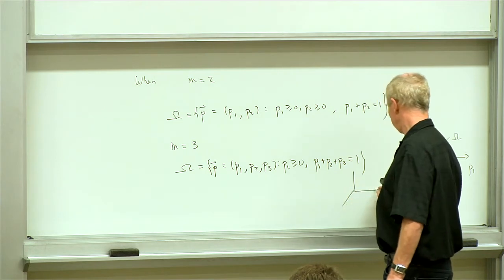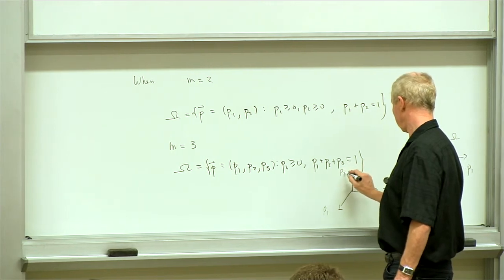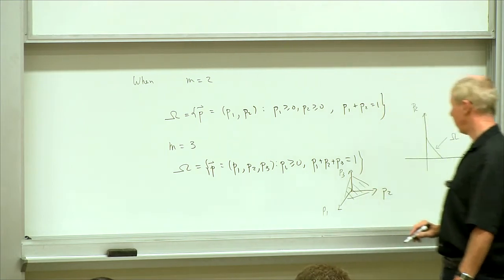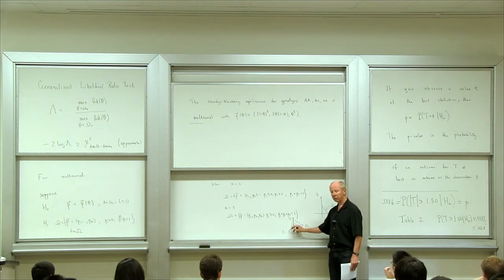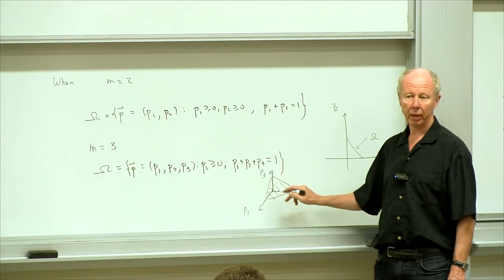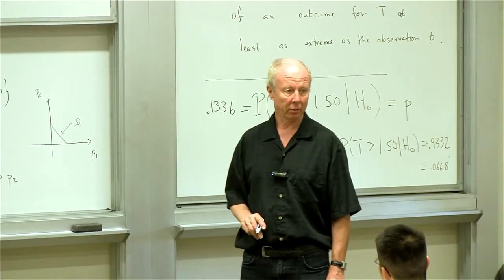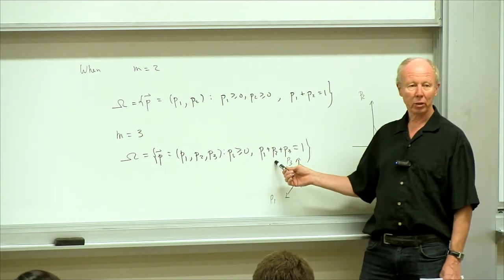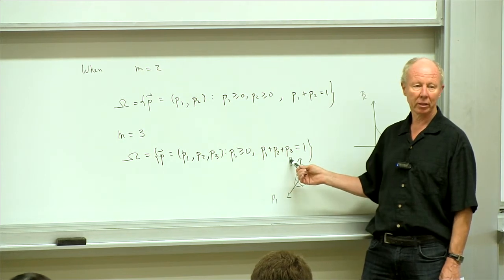Picture here in P1, P2, P3 space. It's that triangle with vertices (1, 0, 0), (0, 1, 0), and (0, 0, 1). And what dimension is that? 2. That's a 2-dimensional thing. Why is it 2-dimensional? Right, P3 is 1 minus P1 minus P2. So once you know P1 and P2, P3 is determined.